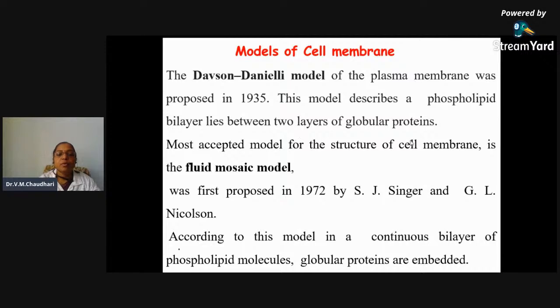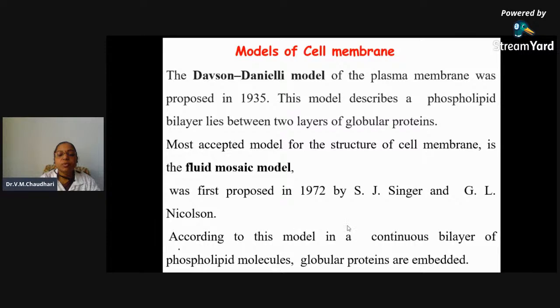The most accepted model for the structure of the cell membrane is the fluid mosaic model. So this is the second model for the cell membrane. Because of the limitations and some drawbacks of the Davson Daniel model, that model was not accepted universally. The next model is the fluid mosaic model of the cell membrane, which was proposed in 1972 by S.J. Singer and G.L. Nicolson.